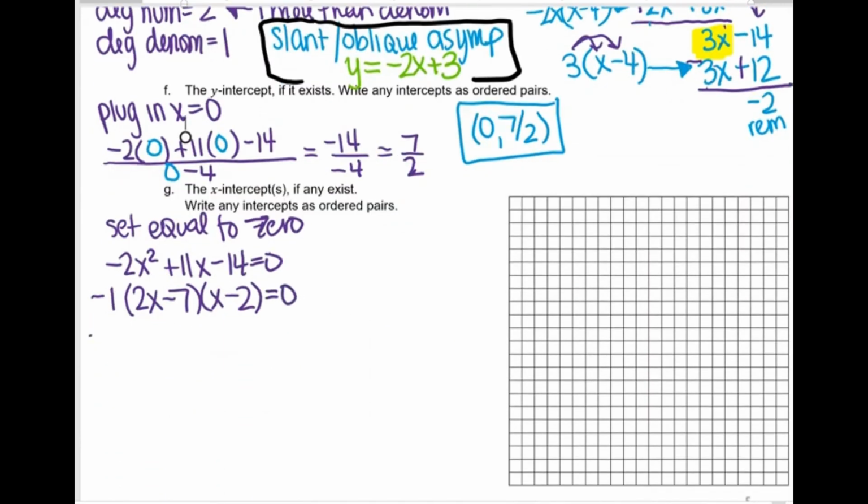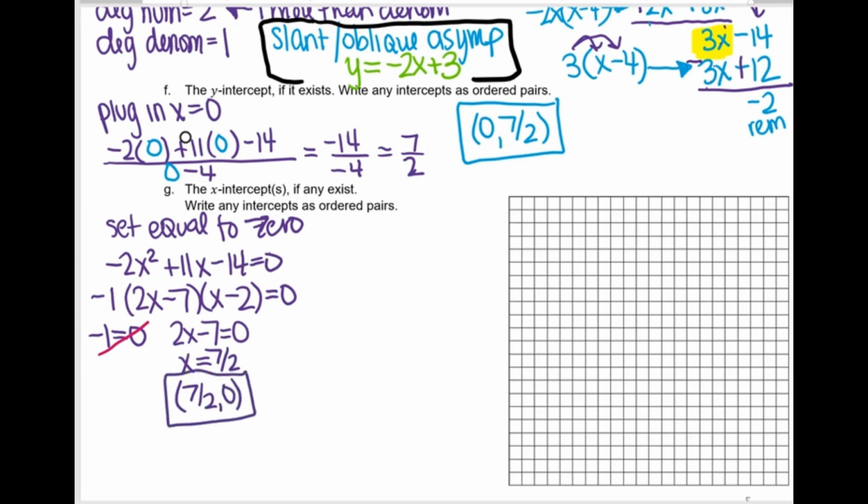Again, equal to 0. Negative 1 equal to 0? Negative 1's never going to equal 0, so we just get rid of that. 2x minus 7 equal to 0 tells us x is equal to 7 halves. So our first ordered pair for the x-intercepts is 7 halves comma 0. Then we have x minus 2 equal to 0, which gets us x equal to 2. Ordered pair of 2 comma 0. A lot going on, but let's go ahead and graph it.